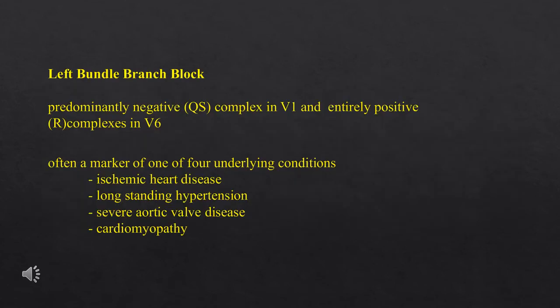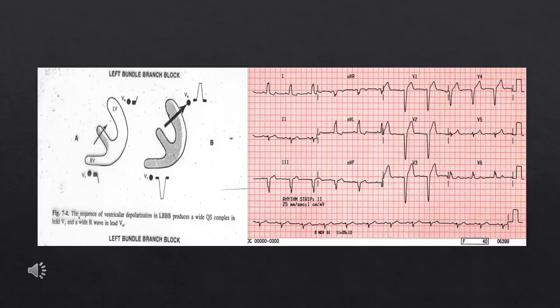Left bundle branch block is characterized by a predominantly negative QS complex in V1 and entirely positive R complexes in V6. It is often a marker of one of four underlying conditions: ischemic heart disease, long-standing hypertension, severe aortic valve disease, and cardiomyopathy. This is an ECG example of a complete left bundle branch block.